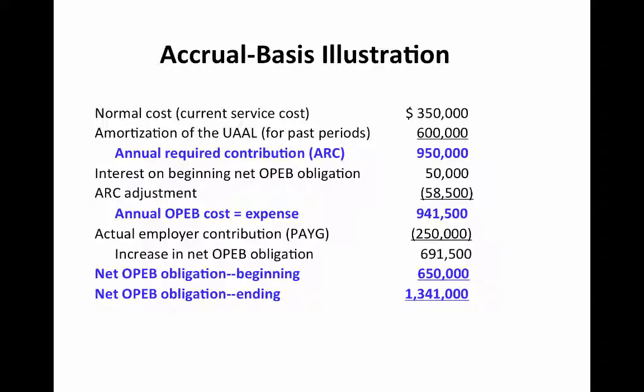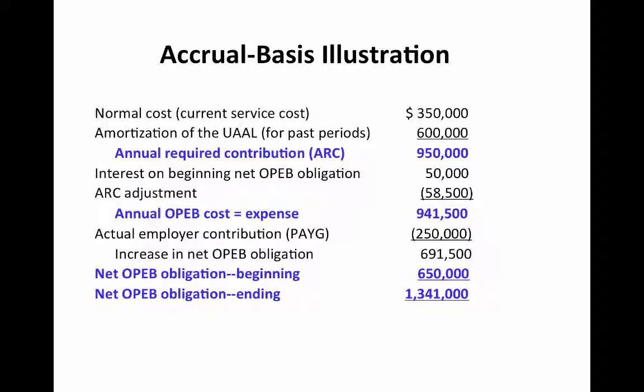I'm not going to get into any more technical detail about it because you don't really need to understand it for these purposes. And it's a little bit more complex than I'm describing. But what you have left then is the annual OPEB cost, which in this case is $941,500. And that is the expense that is reported in the accrual-based financial statements as the OPEB expense.